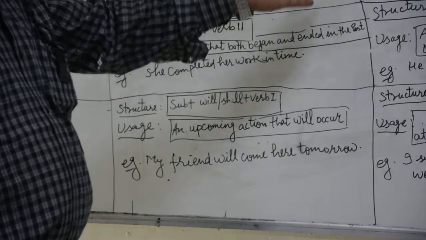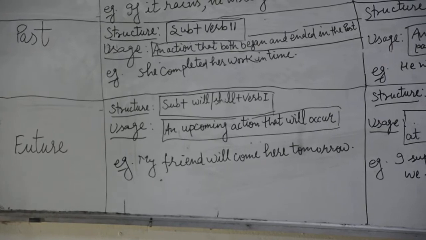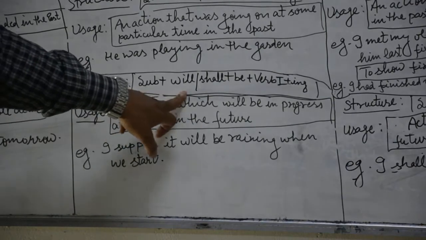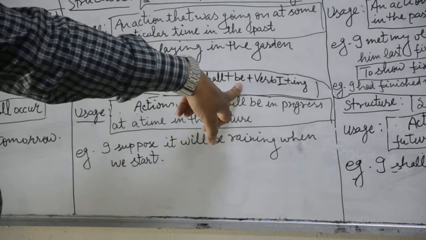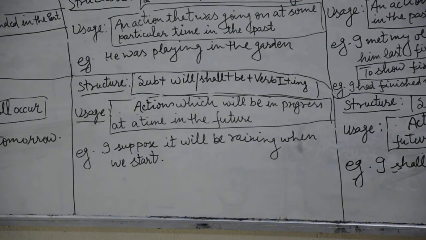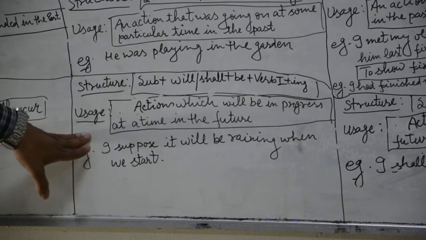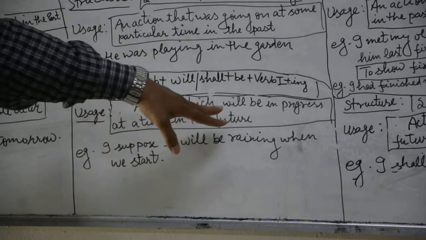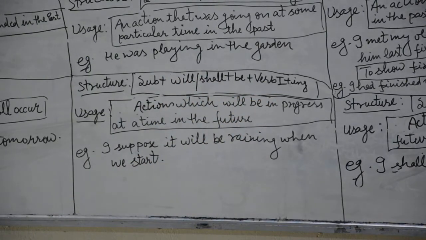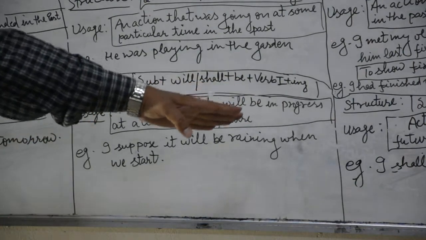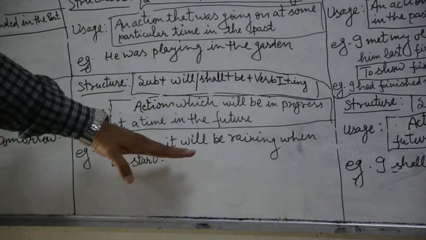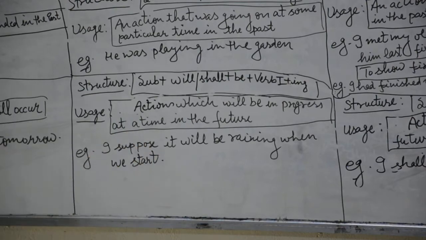Now we come on future continuous. What is the structure of this tense? First of all, subject. With subject we use will or shall, then be, B-E, and then verb first form, and then ing form. And where is this tense used? To show actions which will be in progress at a time in the future. This tense denotes actions which will be in progress at a time in the future. For example, I suppose it will be raining when we start.